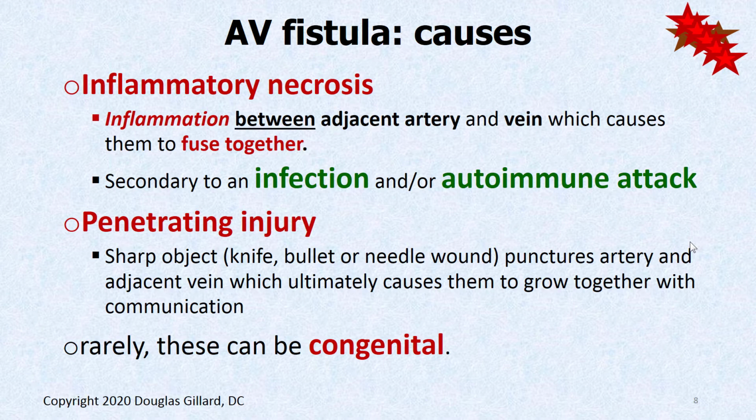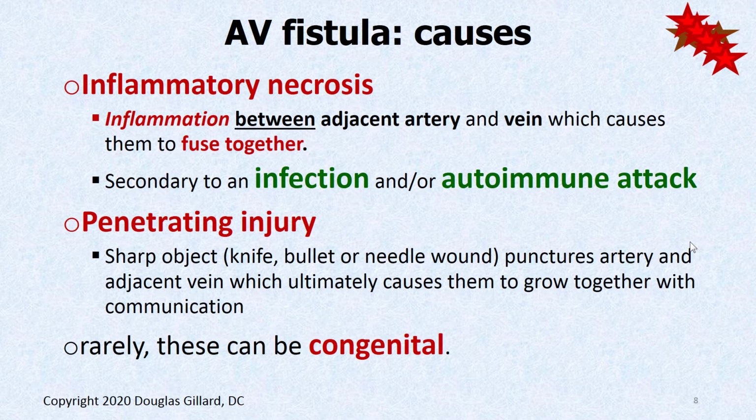What causes these AV fistulas? They can be congenital. They can be from birth. AVMs, we'll look at a certain type of AV fistula here in a second. Most of the time you're born with this abnormal connection. But they can be acquired as well, like inflammatory necrosis secondary to some inflammatory condition, like cellulitis. You get some type of infection in the skin and it gets down into the blood vessels and causes a vasculitis. Could be an autoimmune attack, Buerger's disease.